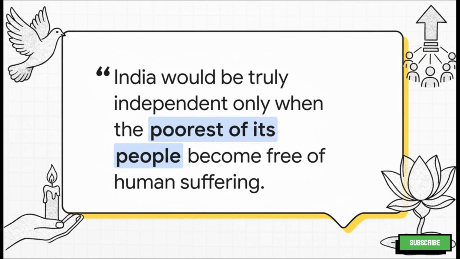You know, as Mahatma Gandhi famously said, India would be truly independent only when the poorest of its people become free of human suffering. He was pointing towards this exact idea of human poverty, a concept that's tied not just to economics, but to human dignity itself.